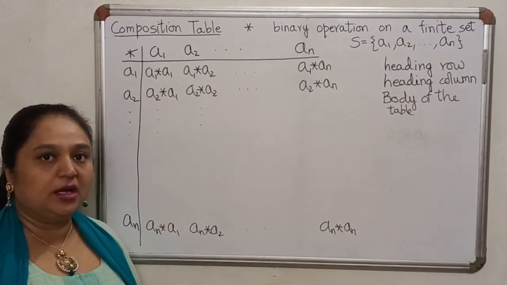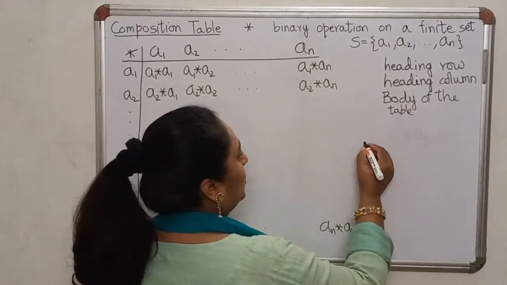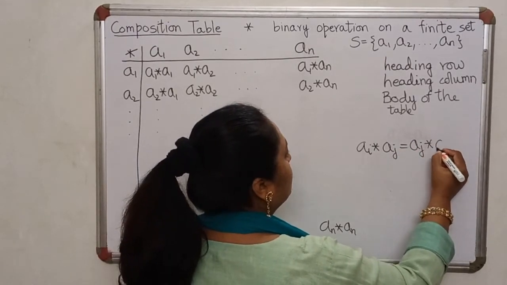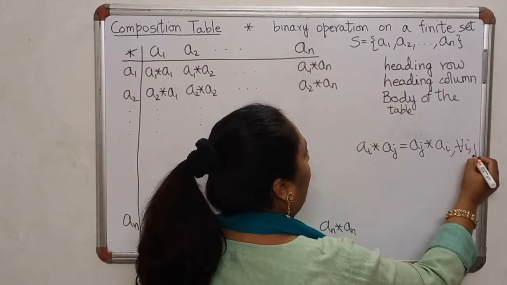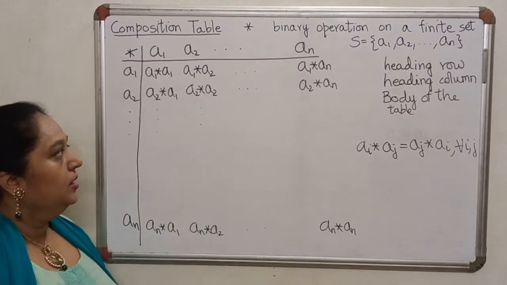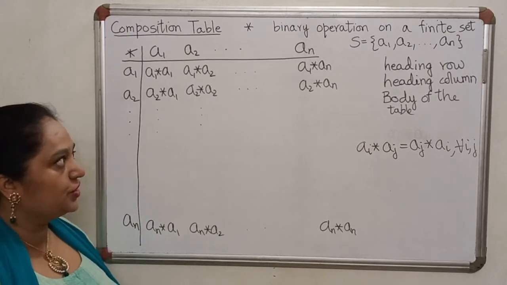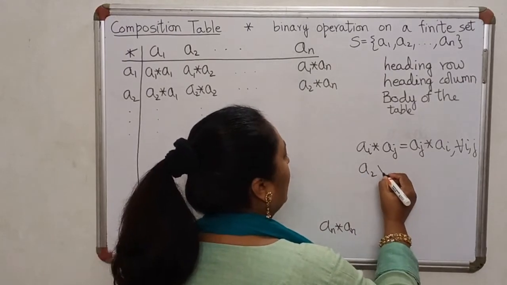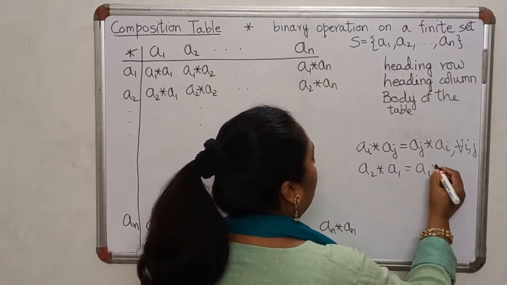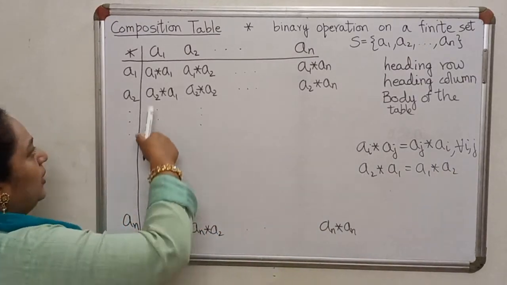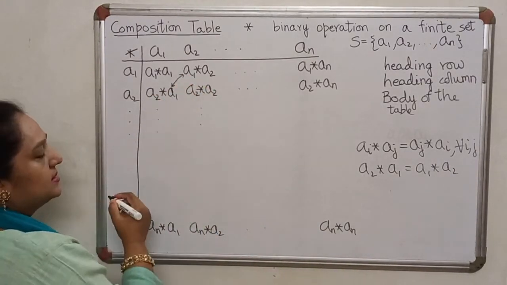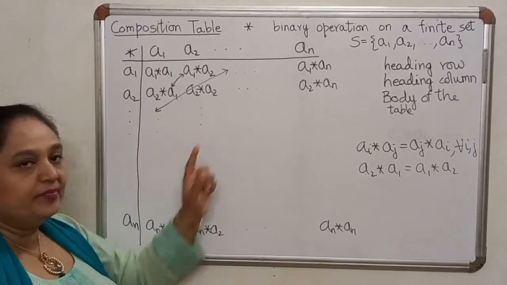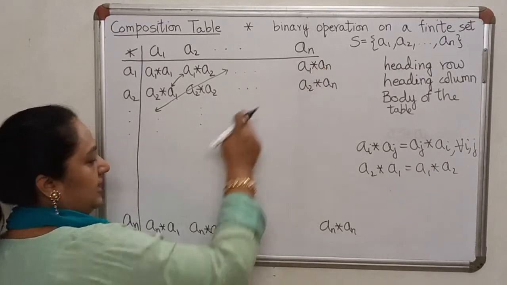So remember, what is the commutative property? Commutative property says that Ai star Aj should be equal to Aj star Ai for all i and for all j. So this should happen for all combinations of elements in S. Now, just to give you an example, A2 star A1 should be equal to A1 star A2. So this element should be the same as this. This element should be the same as this, and so on. This element should be the same as this.